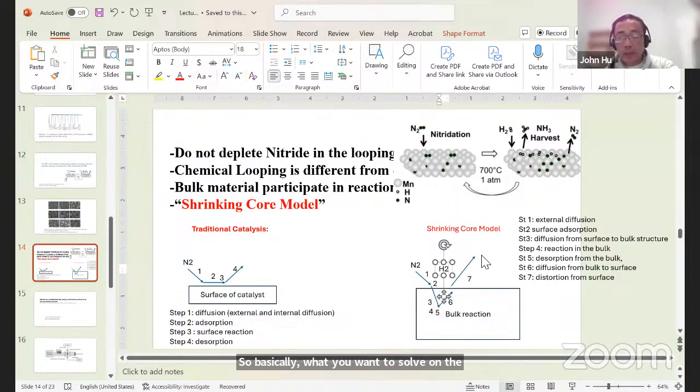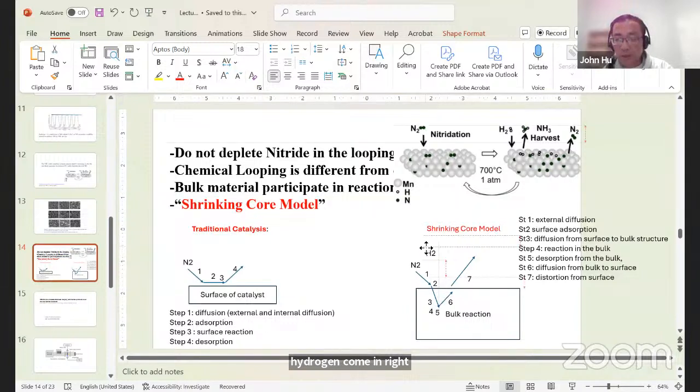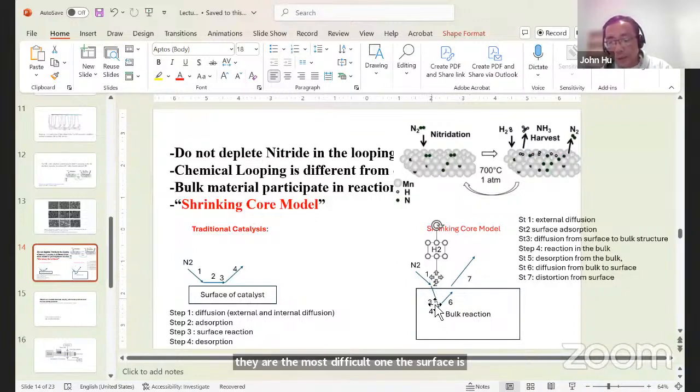H2 in the chemical looping, the next loop, once this hydride formation, the hydrogen has to come in. Hydrogen will go through the same process, but the only thing is the hydrogen molecule is small. So hydrogen comes in, reacts. So all these internal steps, yes, they are the most difficult ones. The surface is really easy, dissolution, and then coming into it. So all this reaction inside just depends on how you make the material, how deep you penetrate the material. If you penetrate it deeper, that's the anyway.